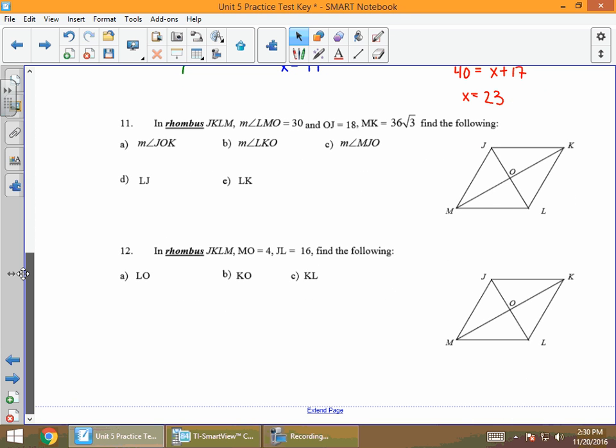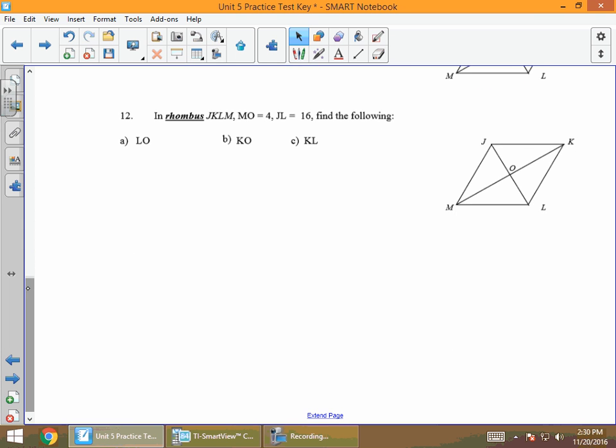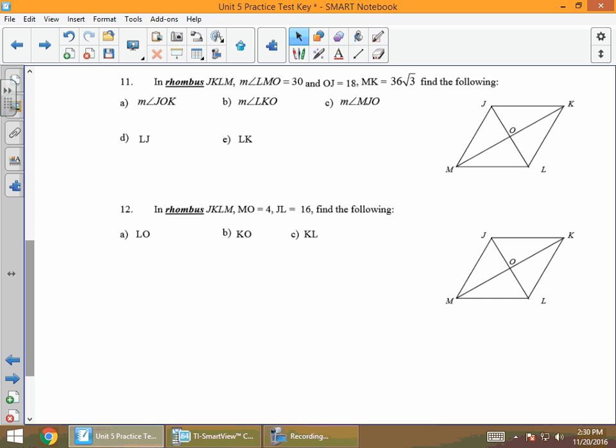All right, question number 11 gives us a bunch of information here. Rhombus JKLM, it is a rhombus. It means all the sides are the same. It says angle LMO down here is like 30 degrees. OJ is 18. And MK, that whole diagonal, is 36 radical 3.